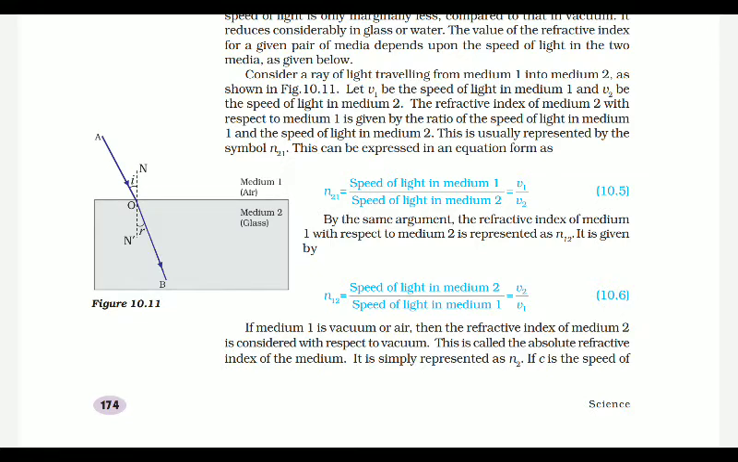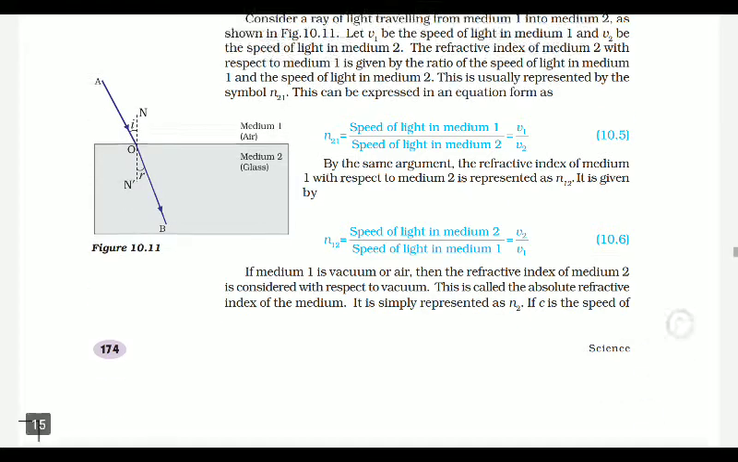By the same argument, the refractive index of medium 1 with respect to medium 2 is represented as n12 and is given by n12 equal to the speed of light in medium 2 divided by the speed of light in medium 1. If medium 1 is a vacuum or air, the refractive index of medium 2 is considered with respect to vacuum. This is called the absolute refractive index of the medium. It is simply represented by n2.